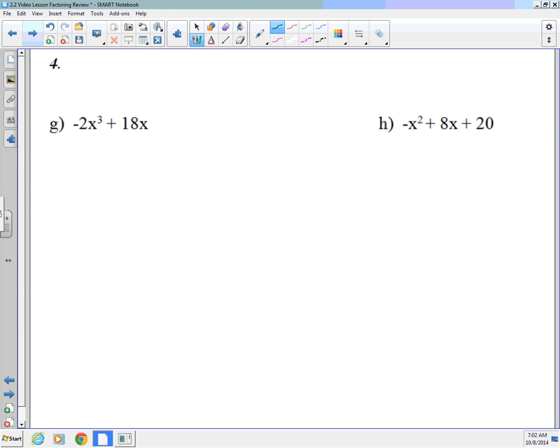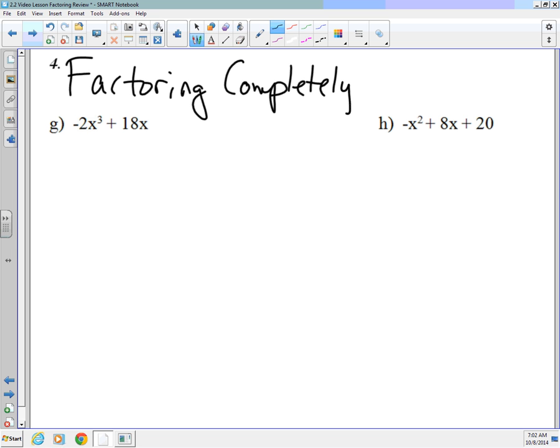Okay, number 4, factoring completely. Now, in 8th grade, you may have been told, hey, factor completely. In 10th grade, no one's going to tell you that necessarily. You're going to have to see it for yourself. When you factor something completely, you're combining 2 or more factoring techniques in the same problem.